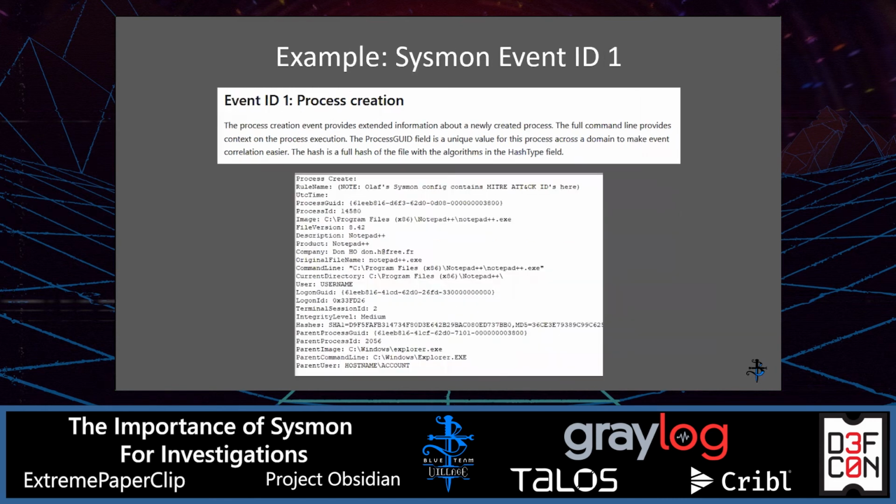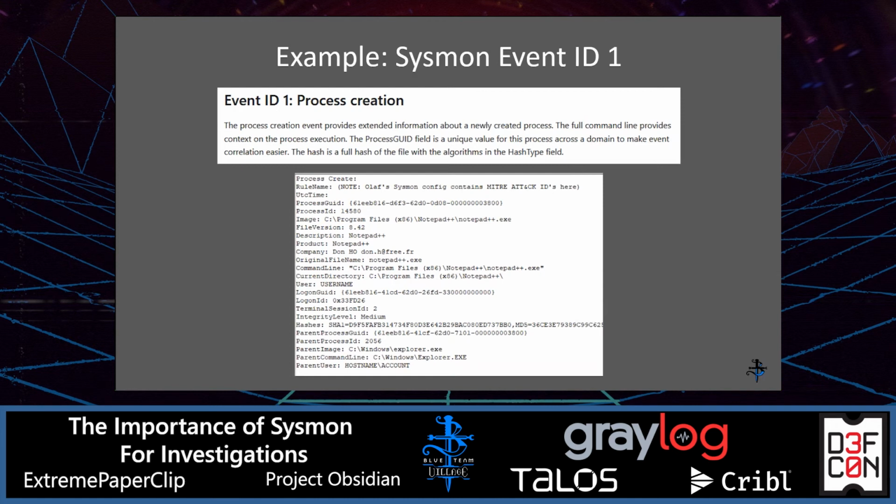Let's talk about them. In Sysmon event ID 1, I wanted to show you a little example of some of the fields that it captures. In the field rule name, I just want to note Olaf's Sysmon config contains MITRE ATT&CK IDs here, and that's very useful. Note the image, which is the executable. In this case, it's Notepad++. Also, you can see here the command line. That's the greatest. It's wonderful.